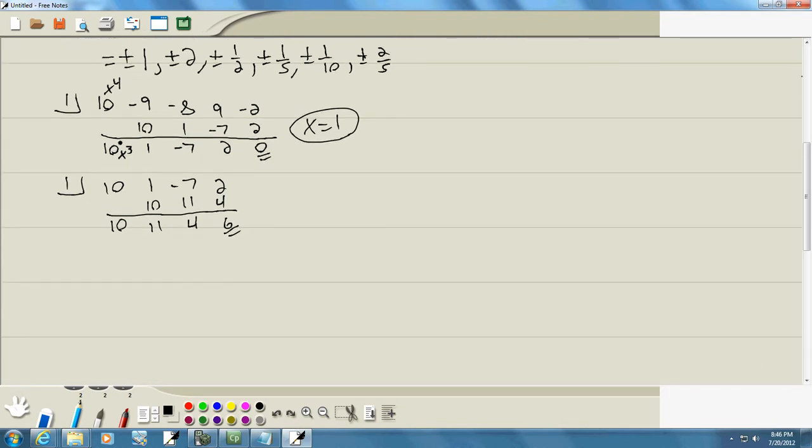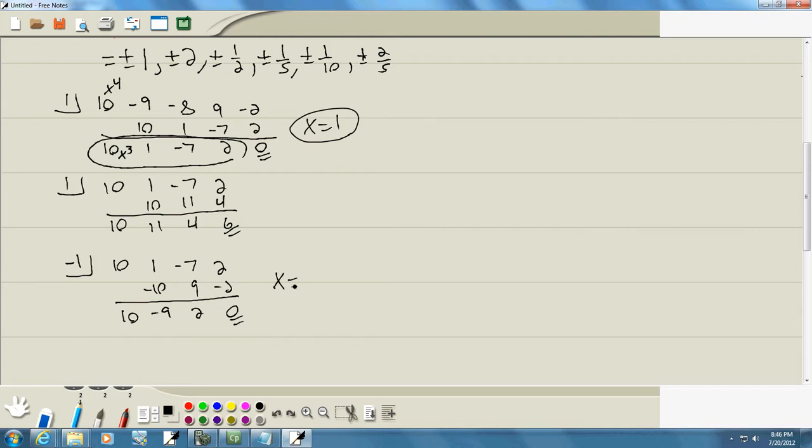Well, let me go to the next one, negative 1. And again, I'm going to do it in this line right here. So I got 10, 1, negative 7, 2. Does you no good to put it into your original line. Add, multiply, add, multiply, add, multiply, add, and we get another 0. That means that x equals negative 1 is our second answer.